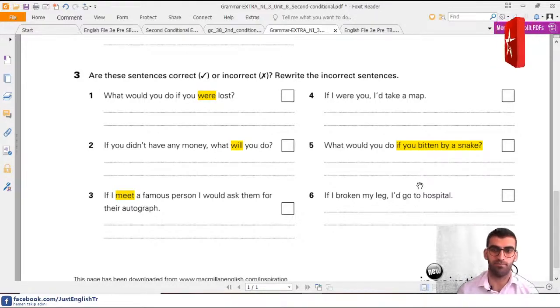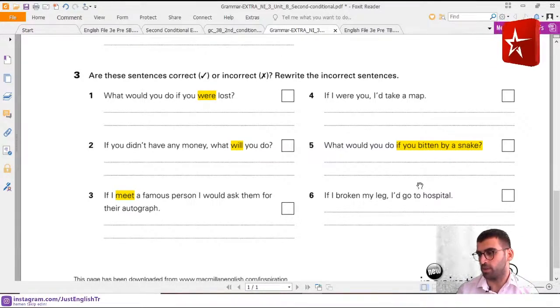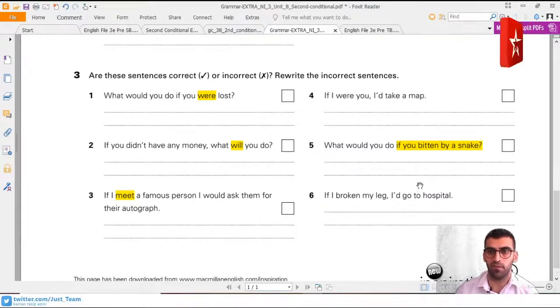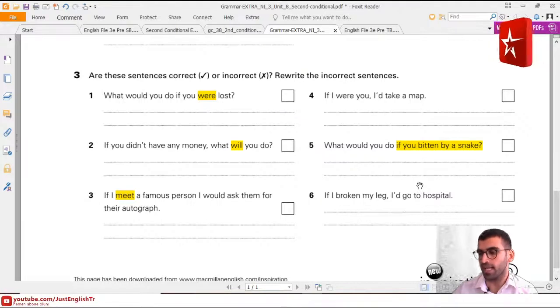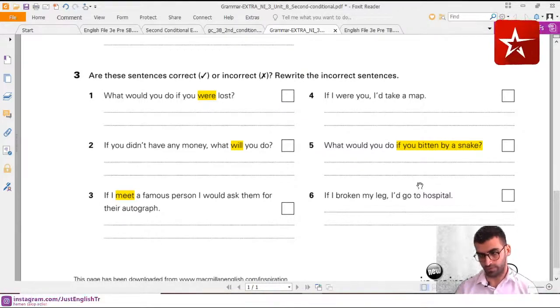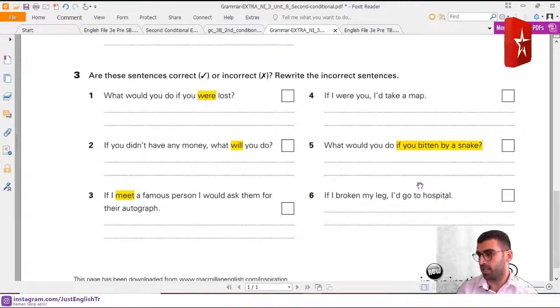We have to use the passive. You were bitten. What would you do if you were bitten by a snake? So we should add were. If you were bitten by a snake, what would you do?